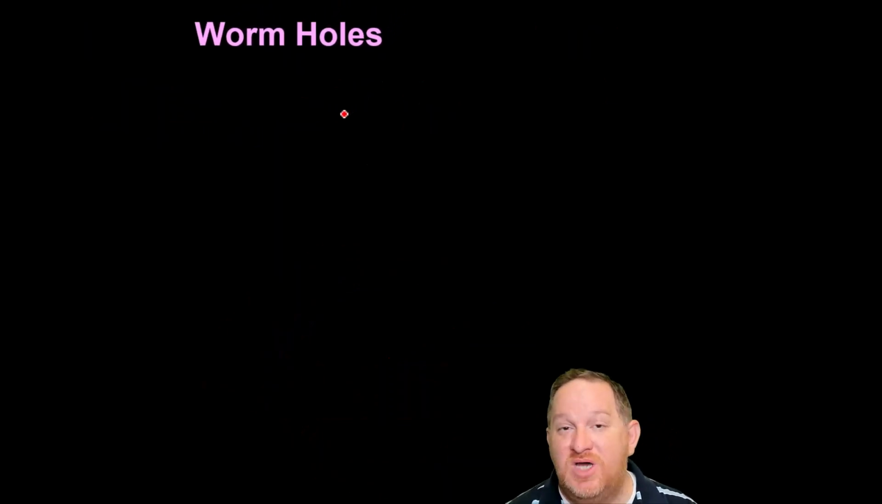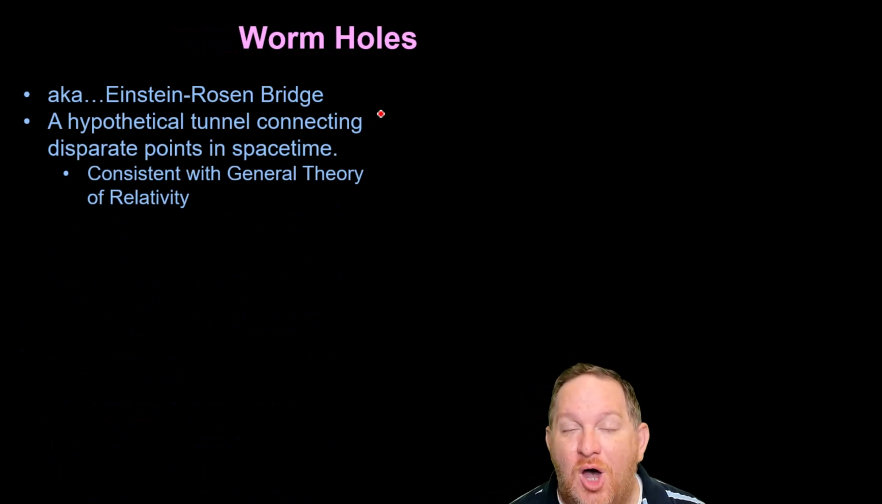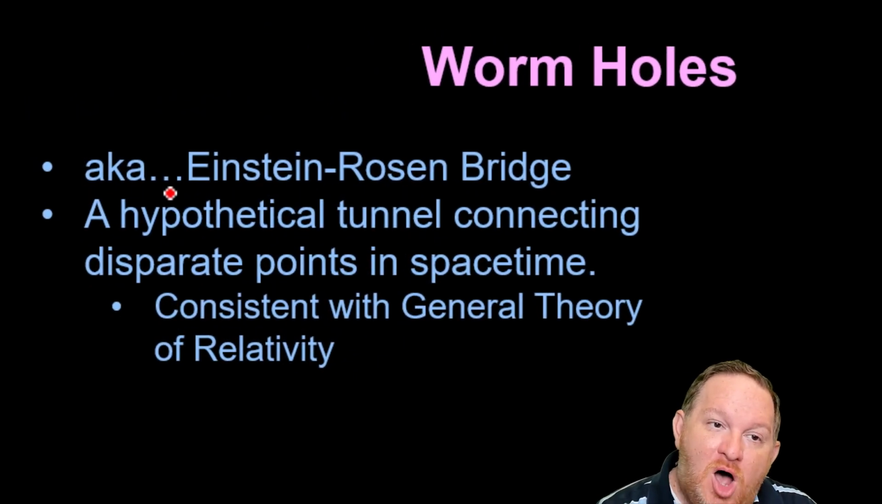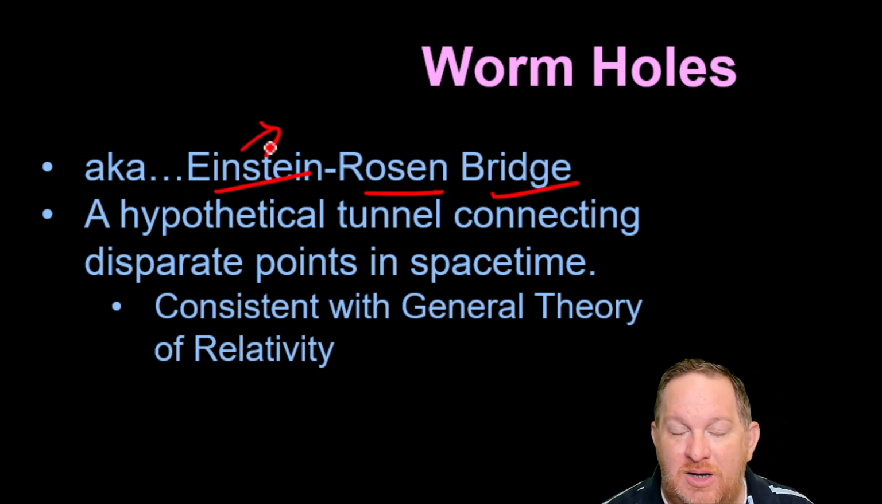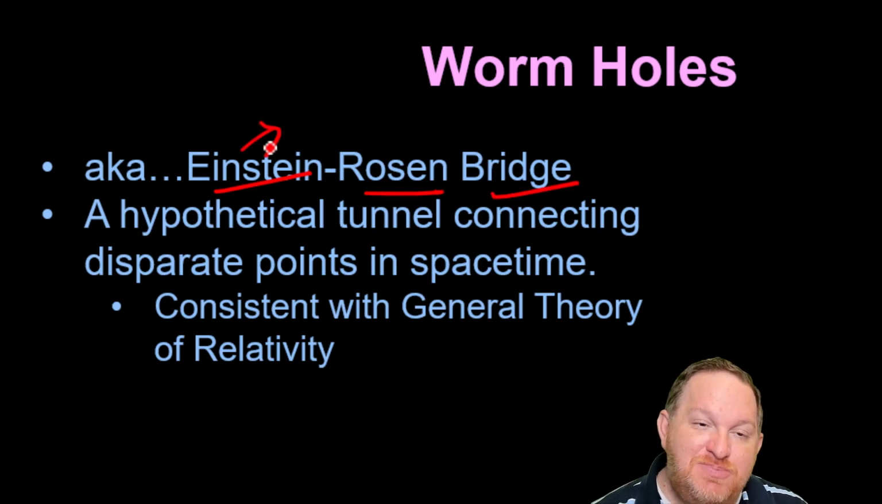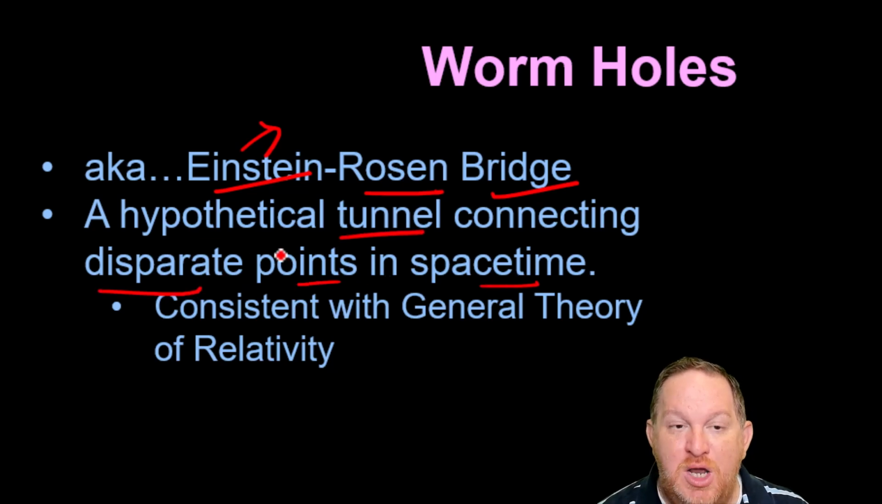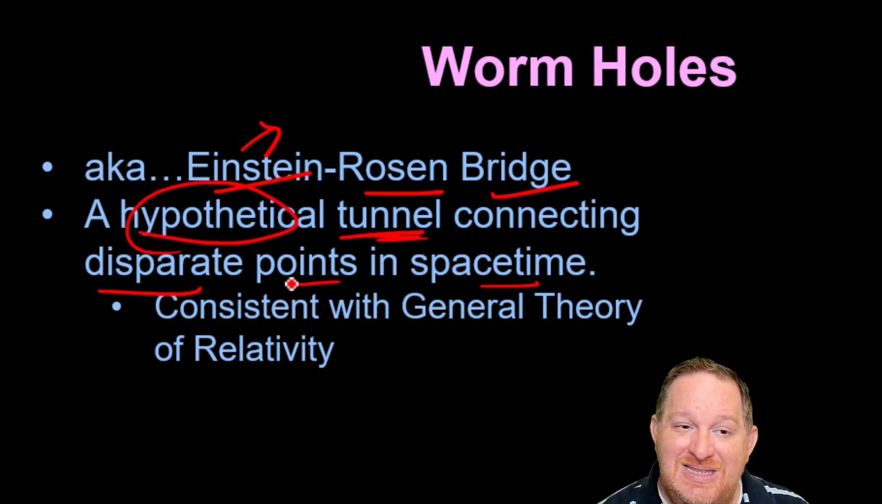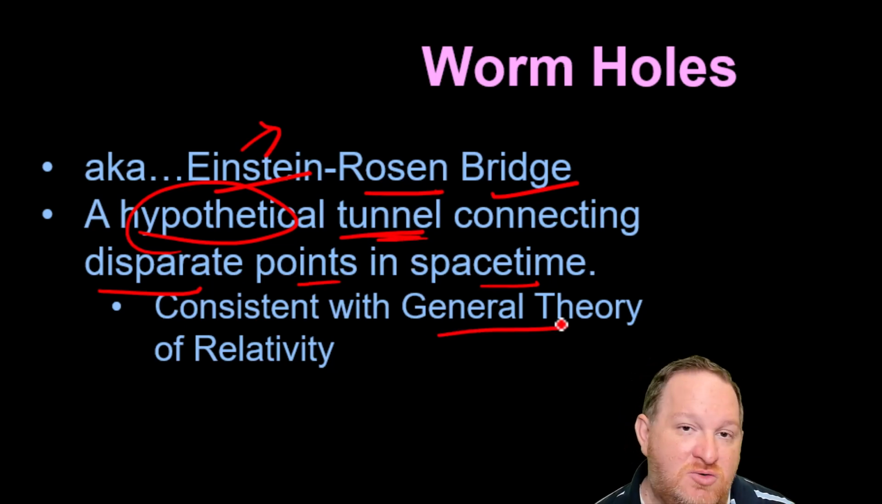All right, so we talked about black holes. What about wormholes? Well, a wormhole is also known as the Einstein-Rosen bridge. You can imagine who came up with this idea. It's basically just a hypothetical tunnel connecting disparate points in space-time. So we hypothesize that there's some tunnel connecting these different points in space-time. This is actually very consistent with Einstein's theory of general relativity.